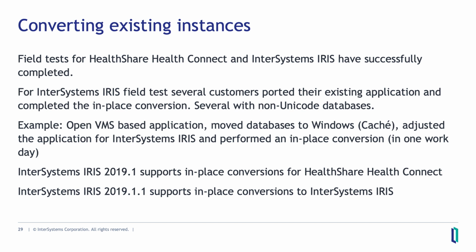So 2019.1 supports already the in-place conversion for Health Connect. We're planning to release 2019.1.1, hopefully coming out soon. 19.1.1 will support the in-place conversion to InterSystems IRIS for all versions that do not have the word health in it, right? So don't take anything where you use HL7 and try to move this to InterSystems IRIS. We still need to do that aspect, right? But everything else, which is a lot of customers, they can already upgrade this.